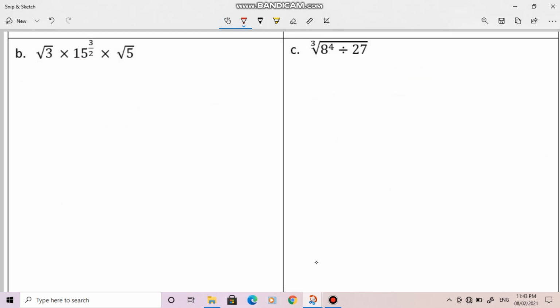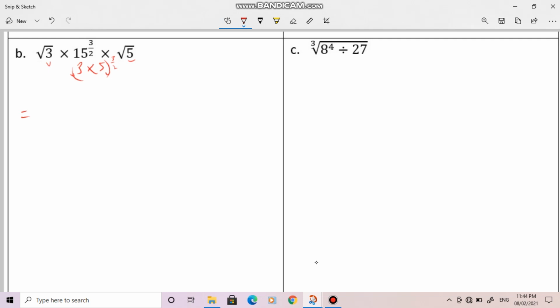So for this question, 3 and 5 are not perfect cubes. Okay, so jump to rule number 2. Look for the similar base. You don't have like 3, 15, 5, but 15 is 3 times 5. So 15 power of 3 over 2 is 3 times 5 power of 3 over 2. See, you will have the similar base.